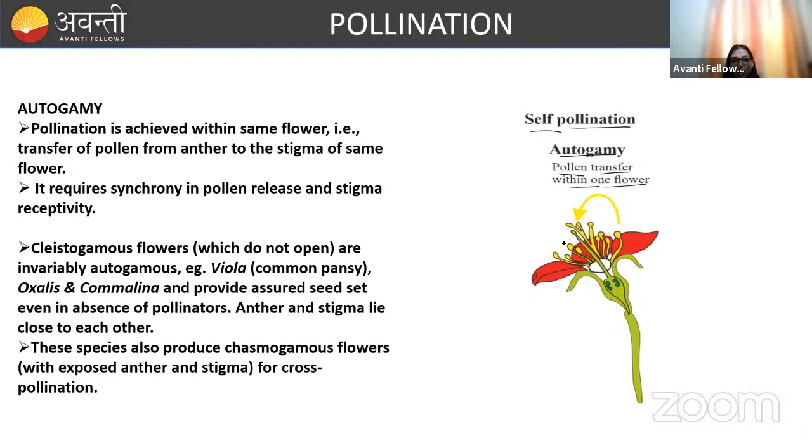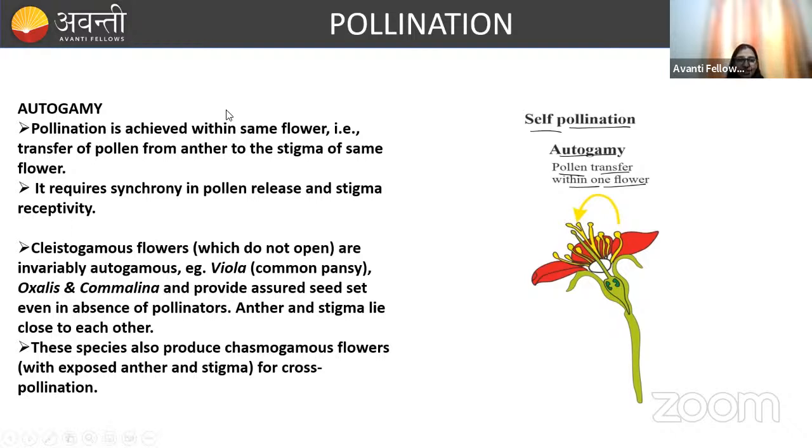This autogamy process requires synchronization between the pollen release and the stigma receptivity. So the pollen release and the receptivity of the stigma should take place at one time. It should be synchronized. Then only will autogamy, or self-pollination, take place.